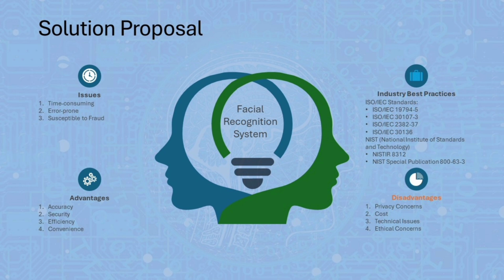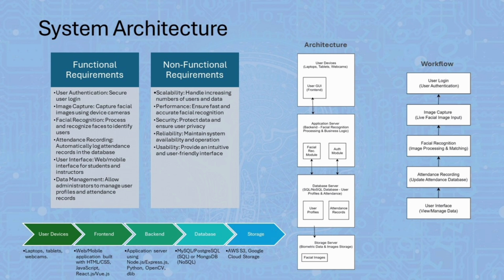Now let's see how the solution is developed, and I'll try to explain the system architecture. Let's begin with discussing the functional requirements. The first one is user authentication. The system should ensure secure user login. This is crucial for maintaining the integrity and security of user data.